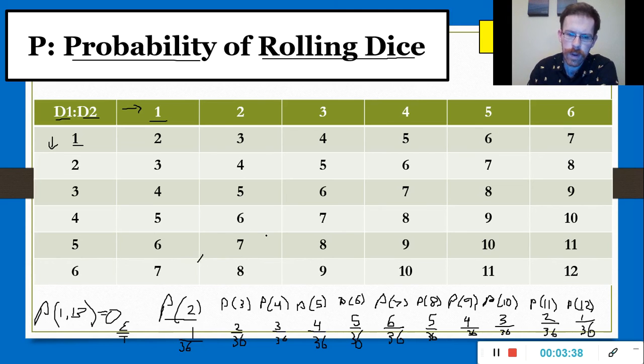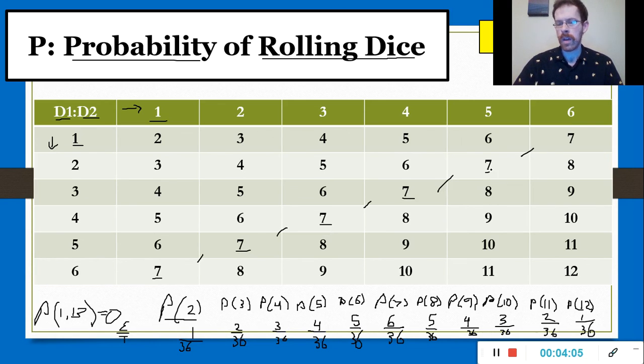How many 7s do we have? 1, 2, 3, 4, 5, 6. And that's the one that has the greatest distance across. The highest probability is rolling a 7, and we can see that because we have 6 7s here, because it has the greatest combinations: 1 and 6, 2 and 5, 3 and 4, 4 and 3, 5 and 2, and 6 and 1.